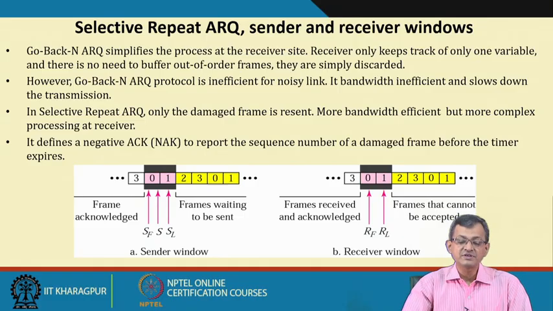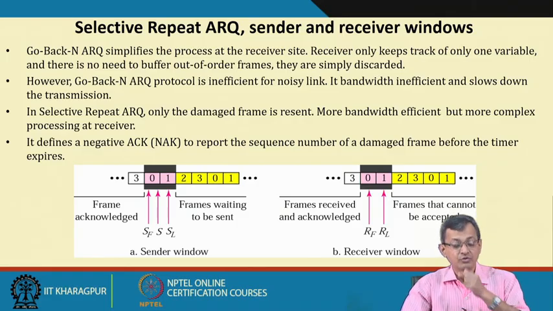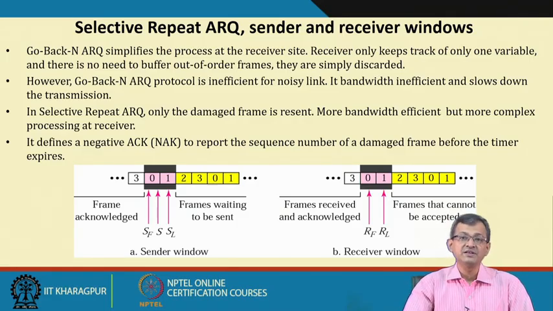Selective Repeat ARQ, sender and receiver windows: this is another ARQ mechanism. Go-Back-N ARQ simplifies the process on the receiver side. The receiver only keeps track of one variable, and there is no need to buffer out-of-order frames; in Go-Back-N ARQ, if any frame arrives out of order, you simply discard it.